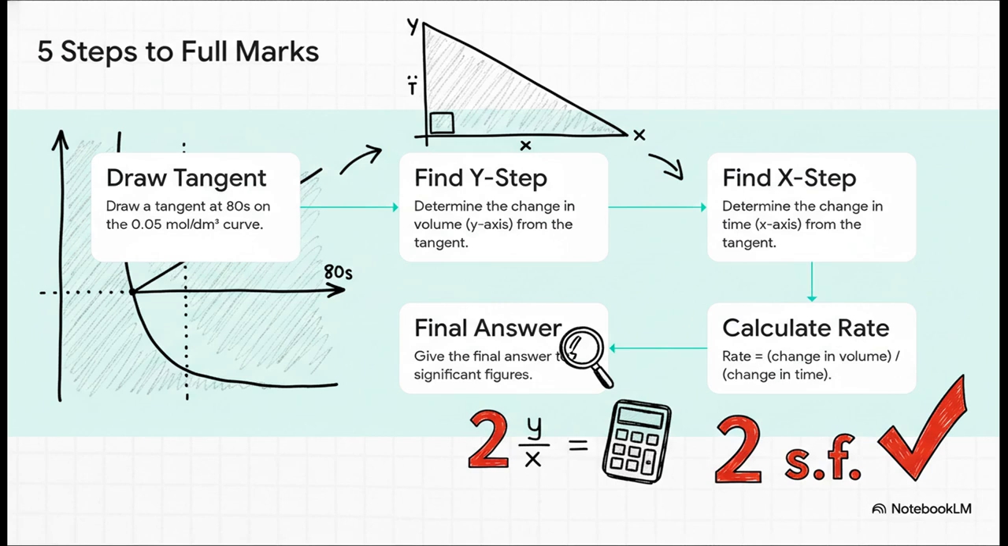First, you draw a tangent to the solid curve right at the 80-second point. A tangent is just a straight line that perfectly kisses the curve at that one spot. Next, you use that tangent to draw a big right-angled triangle and figure out the change in the y-axis and the change in the x-axis. Then you calculate the rate. It's just the change in y divided by the change in x. And finally, and this is so important, don't forget this, you have to give your final answer to 2 significant figures to get that last mark.